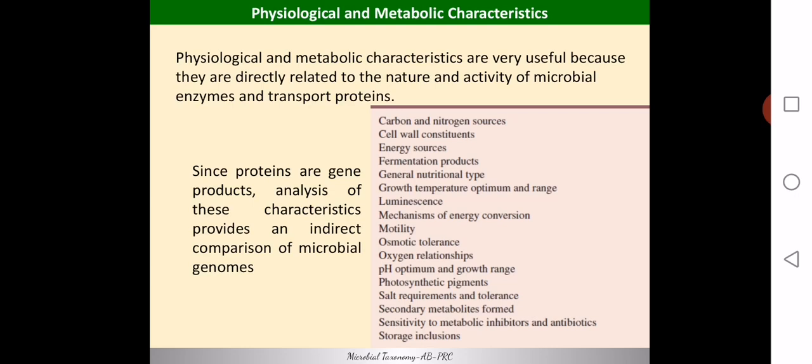Then luminescence, presence of luminescence, motility, osmotic tolerance, oxygen relationships, that means aerobic, facultative, anaerobe. In that way we can categorize. Then pH, whether photosynthetic or non-photosynthetic. Based on all these characteristics we can classify organisms. So that's about the physiological or metabolic characteristics.